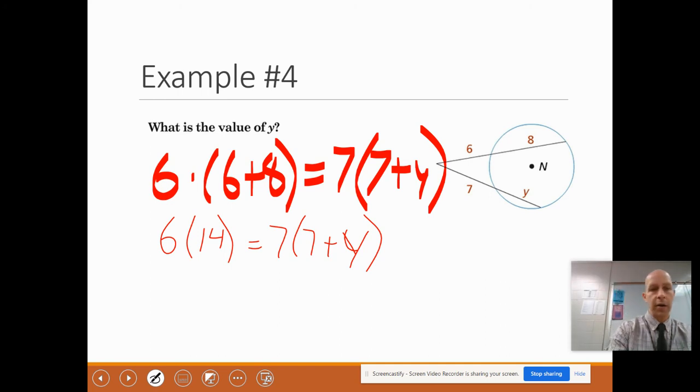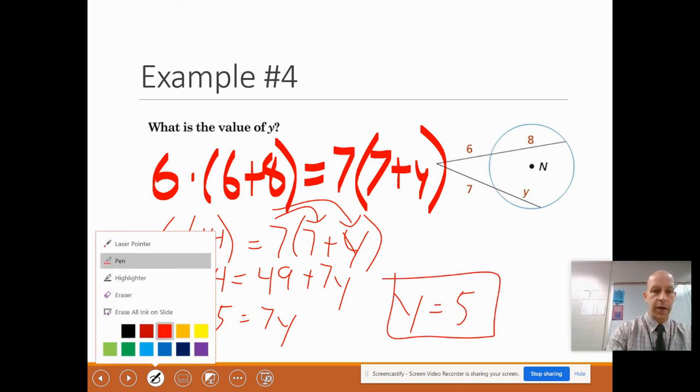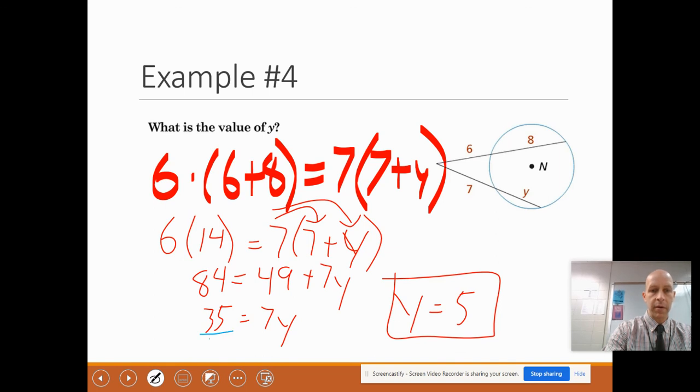Again, I'm going to use my calculator to not make any careless mistakes. That's 84. Now I'm going to go ahead and distribute. So I'm going to get 49 plus 7y. Now we got a two-step equation, so we got to do 84 minus 49. Again, I'm using the calculator here. I get 35. Divide both sides by 7. So it looks like y is going to be 5.